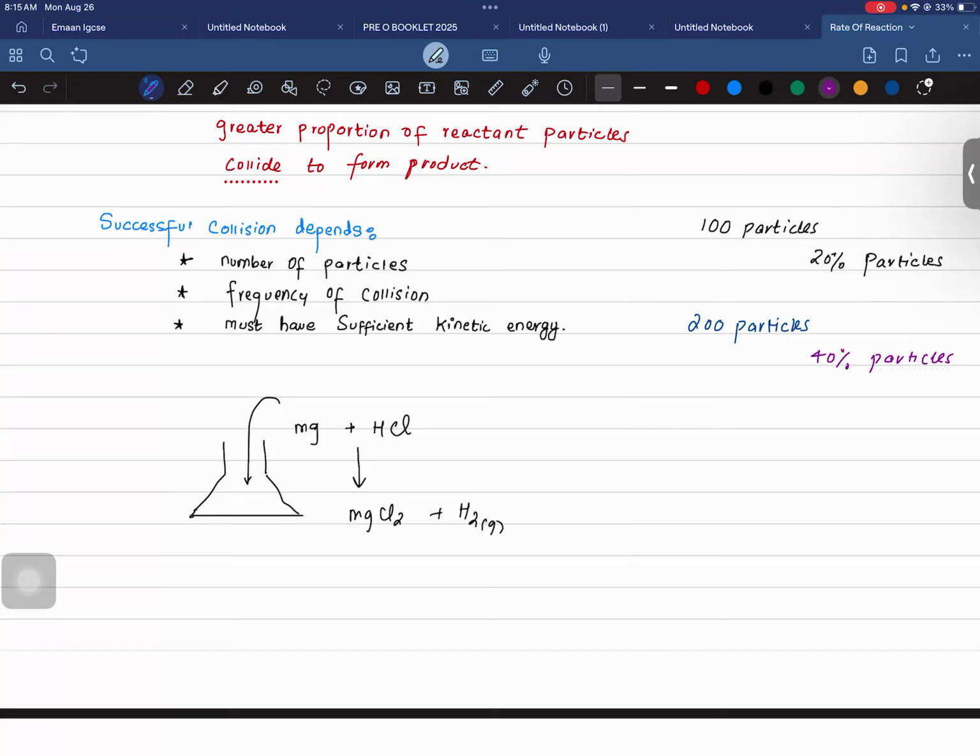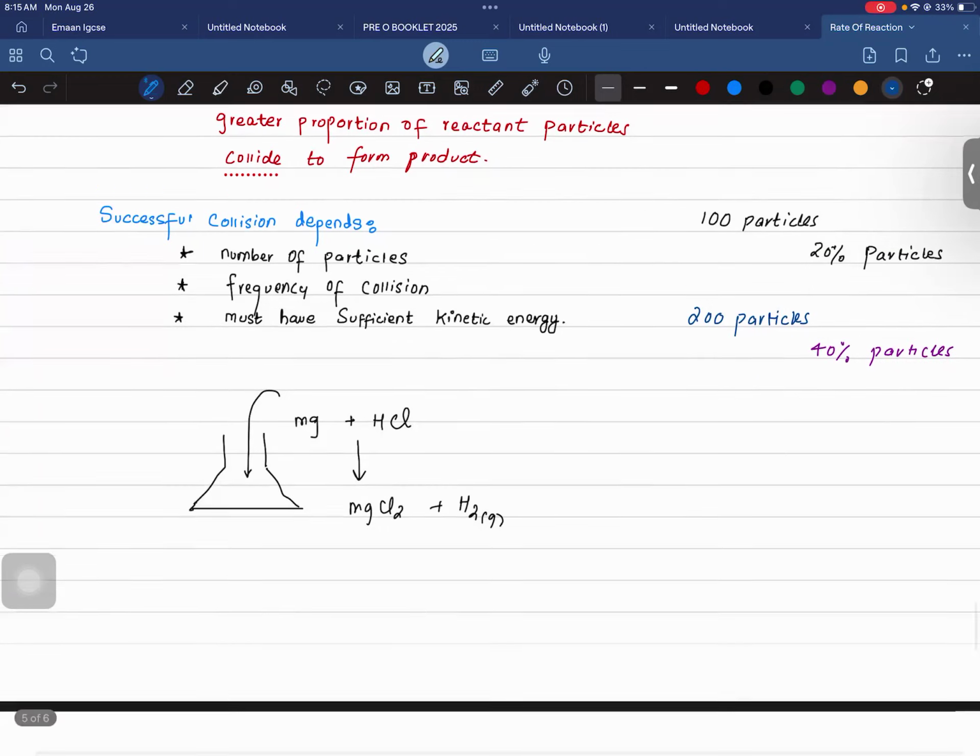I have just turned on my stopwatch. So let's suppose this is the volume of hydrogen gas and this is the time. Let's suppose 2 seconds has passed. I just got the volume, that was 0.1 cm cube.